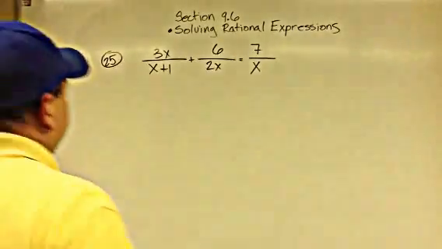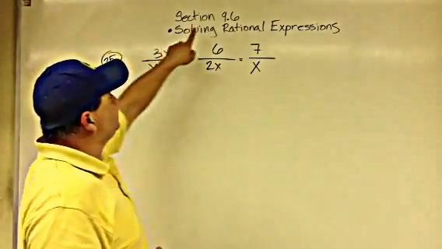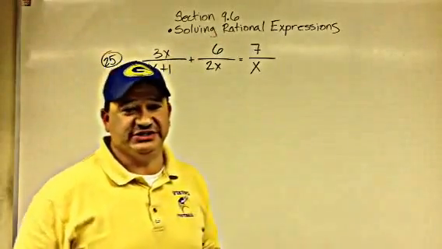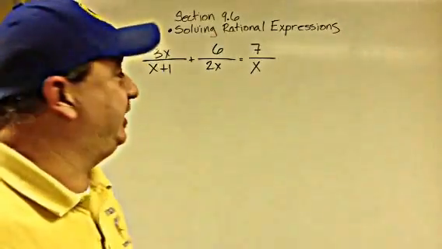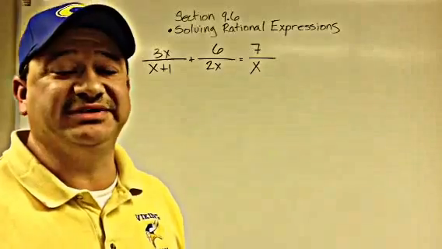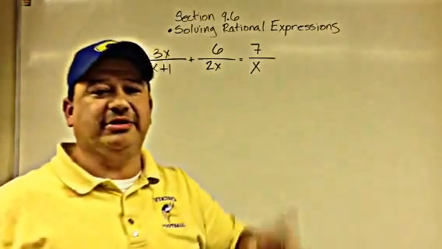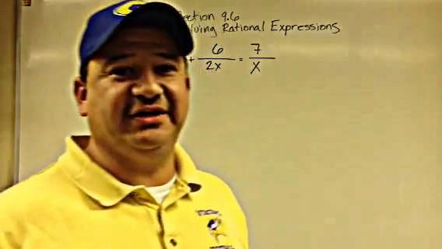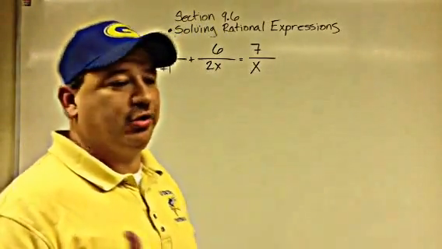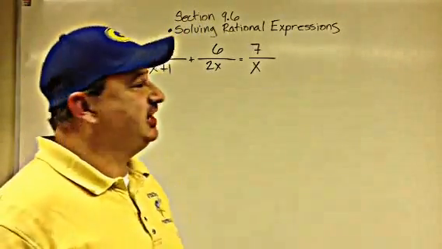Okay, we're continuing now on number 25, section 9.6, solving rational expressions. Kind of funny, a few minutes ago I solved one and I made a mistake. I forgot to multiply the 7 into the problem. I had to erase the film and redo it again, but we're okay though. Everybody makes mistakes, so let's get started.